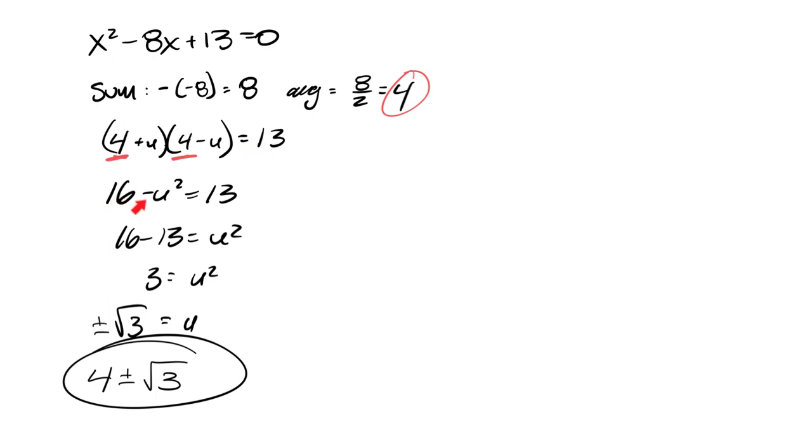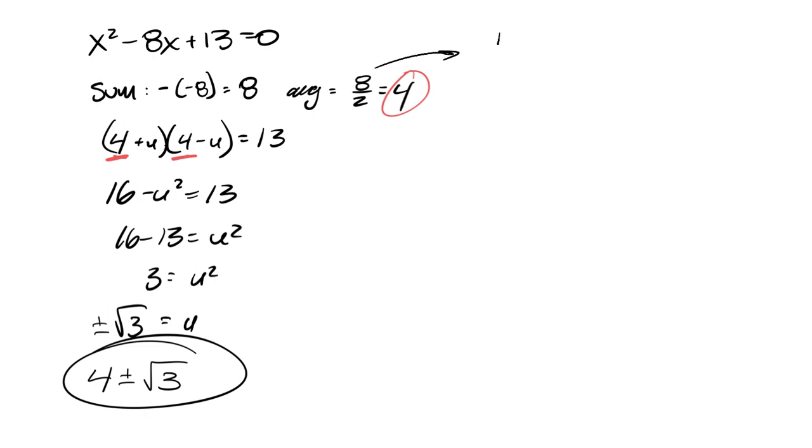And so I have 16 minus u squared equals 13. This can be positive because when we square it and we take the square root, we get both positive and negative. So when I multiply this out, I get 16 minus u squared equals 13. Solve for u squared. U is plus or minus radical 3, so I take the average, 4, plus or minus radical 3. This is my answer. These are the two zeros. Okay? You should recognize this.